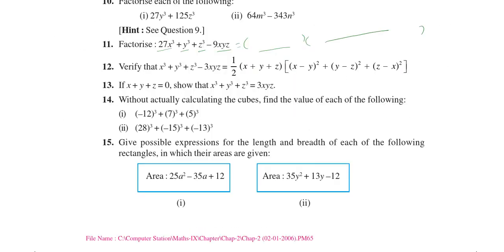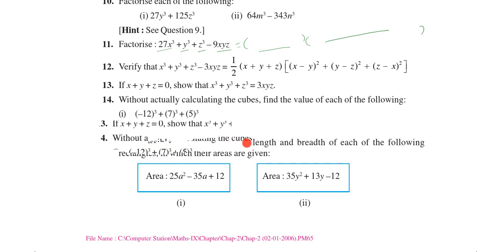Now we move to the application of the same identity. This identity which we did now, this 13th identity, its application is this 14th question. It says that without actually calculating the cubes, find the value of each of the following. Now here some values are given which are having cubes. So they are asking not to cube it. Don't take 12 cube, don't take 7 cube, don't take 5 cube and add them. Instead, do it without that. So we'll do this question.